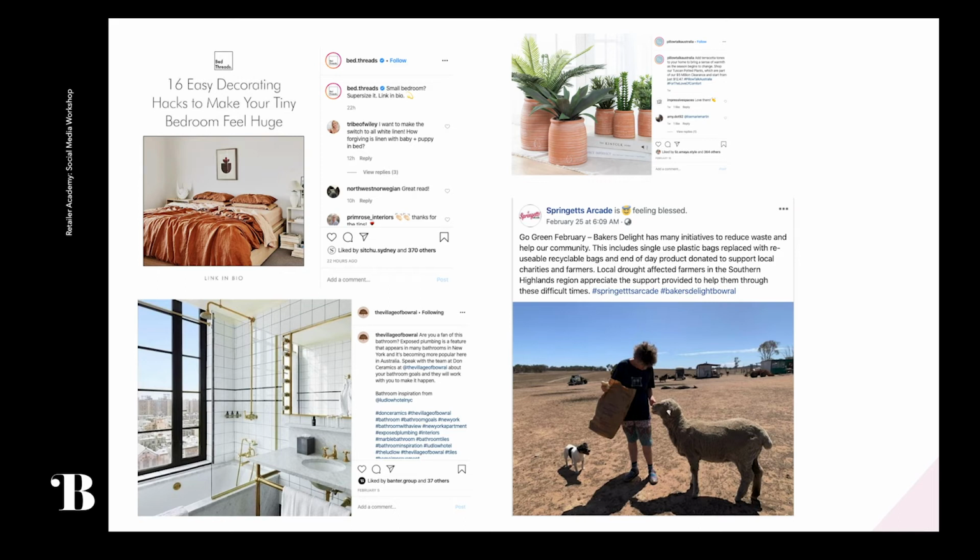So you can see here there's lots of different ways to create content that is useful, that is valuable, and it always goes back to the customer and what's important to them.